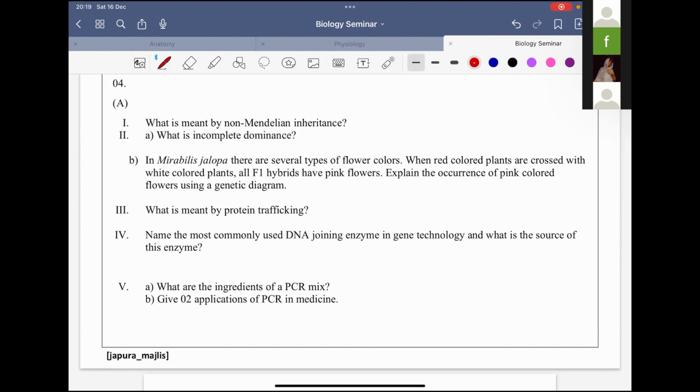So the first question is about non-Mendelian inheritance. The definition is asked. Usually in structure type questions, there is a tendency to ask the definitions of the very main terms in biology. One of those is non-Mendelian inheritance. There is Mendelian inheritance as well as non-Mendelian inheritance.